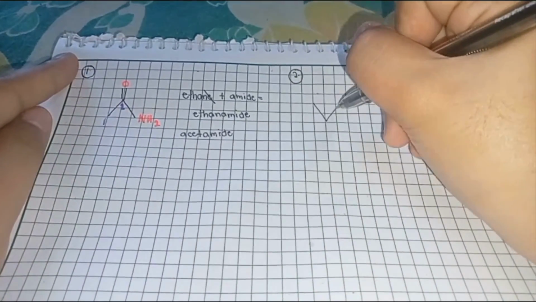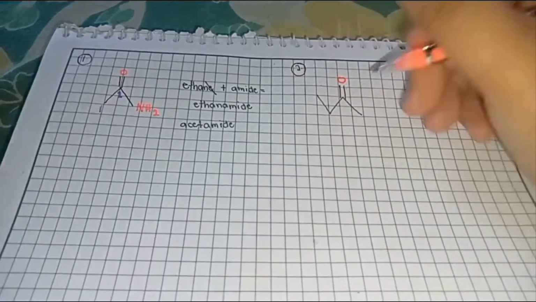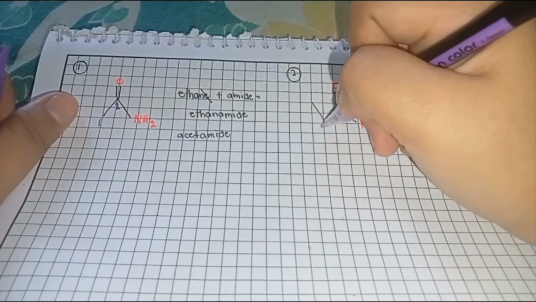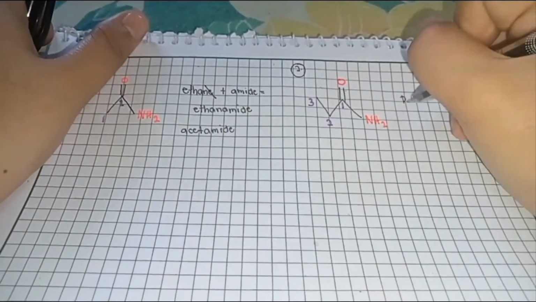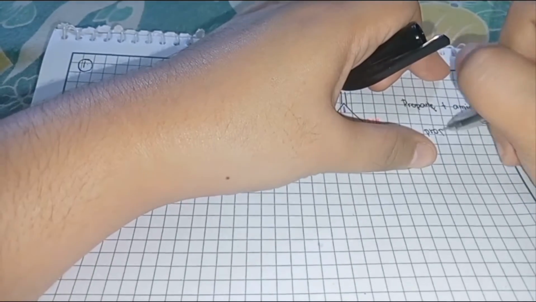Let's work on some other examples. What is the IUPAC name for this particular amide? We have a total of 3 carbons, which is associated with the word propane, and we're going to drop off the E and add amide. So this is called propanamide.